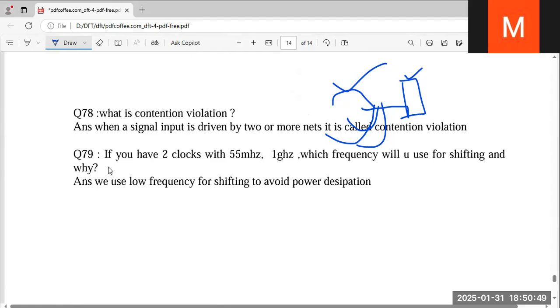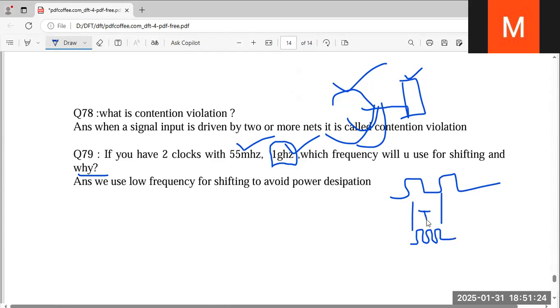It is in the playlist. If you have two clocks, 55 megahertz and 1 gigahertz, which frequency do you use for shifting and why? This frequency is 55 megahertz and this frequency is 1 gigahertz, so this is a high frequency. If the frequency is high, the time period is very less.